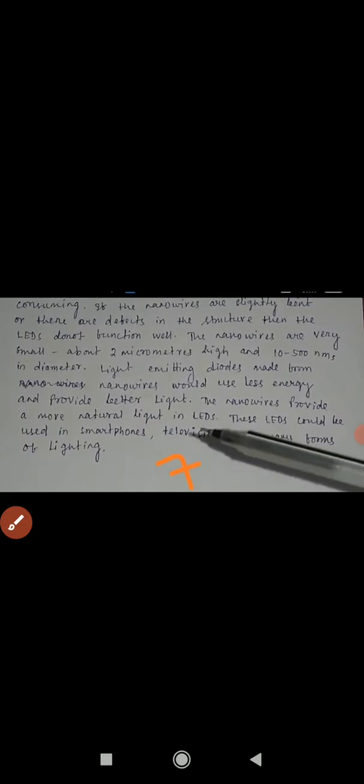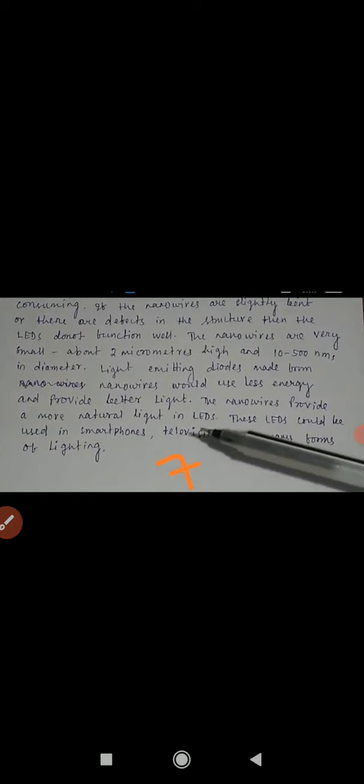So these are the nanowires we use in light emitting diodes. They are very small, about 2 micrometers in length and 10 to 500 nanometers in diameter. Light emitting diodes made from nanowires would use less energy and provide better light. The nanowires provide more natural light in LEDs. These LEDs could be used in smartphones, televisions, and in different sectors in electronics.